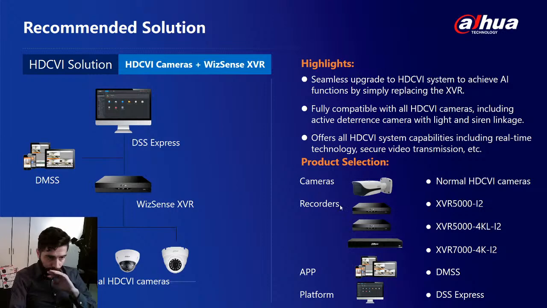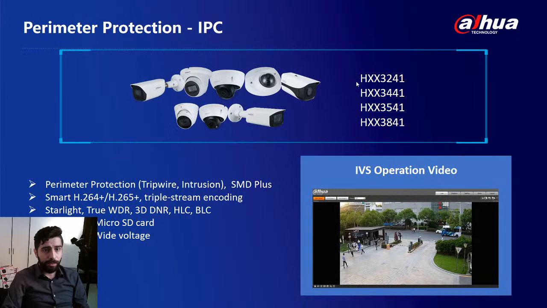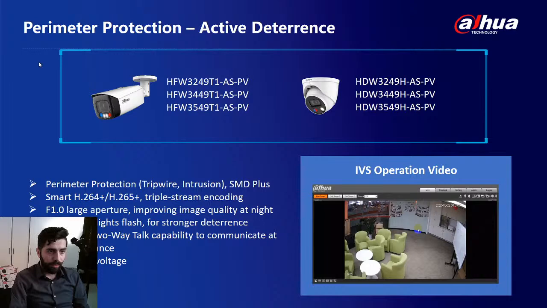So this is the perimeter protection IPC camera, these types. This is the perimeter protection active deterrence camera. This is the perimeter protection IPC, the normal one. And this one, the active deterrence, as you can see, has two lights. So this is the series and the model number for it.